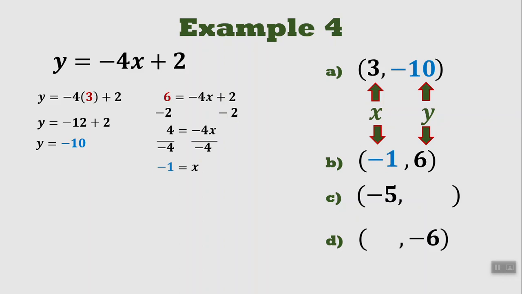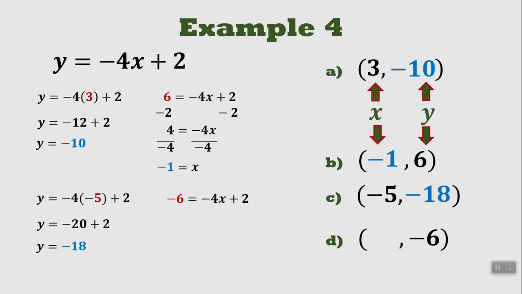All right, for C, we've got an x value of negative 5, so we're plugging in negative 5 in the spot where the x is, and coming up with the y is negative 18. And in 4D, it's the y value that's negative 6, so we're going to plug in a negative 6, and then solve by subtracting 2 from each side, just like we did before, and proceeding to get the x value is 2. So 2, negative 6 is the solution to this equation.